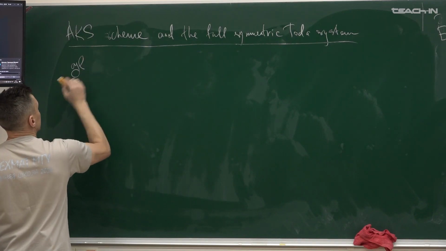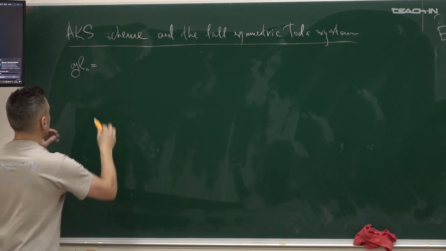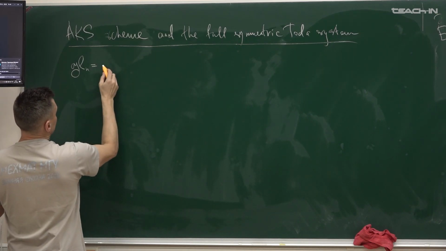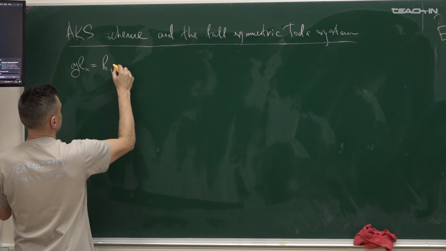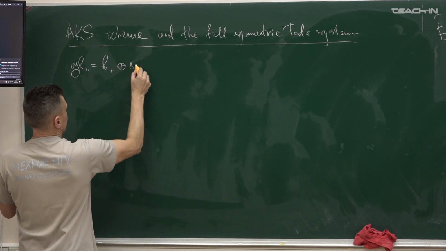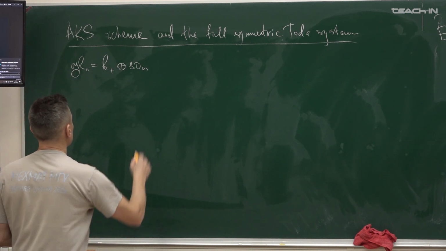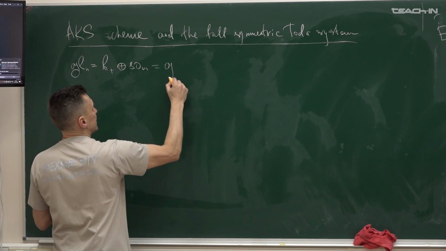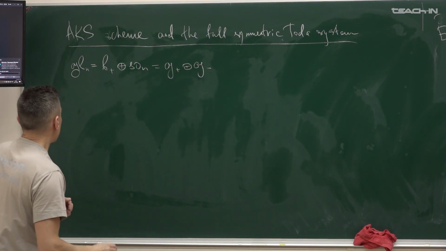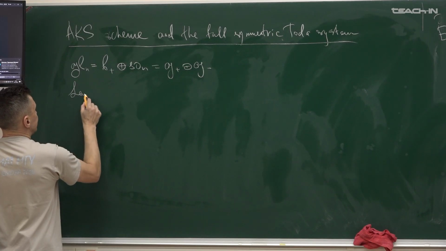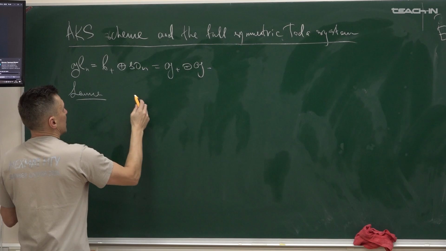We considered the GLN Lie algebra as a sum of two Lie subalgebras, B plus and SON. So this was G plus and G minus in the general scheme. And we used the following lemma.